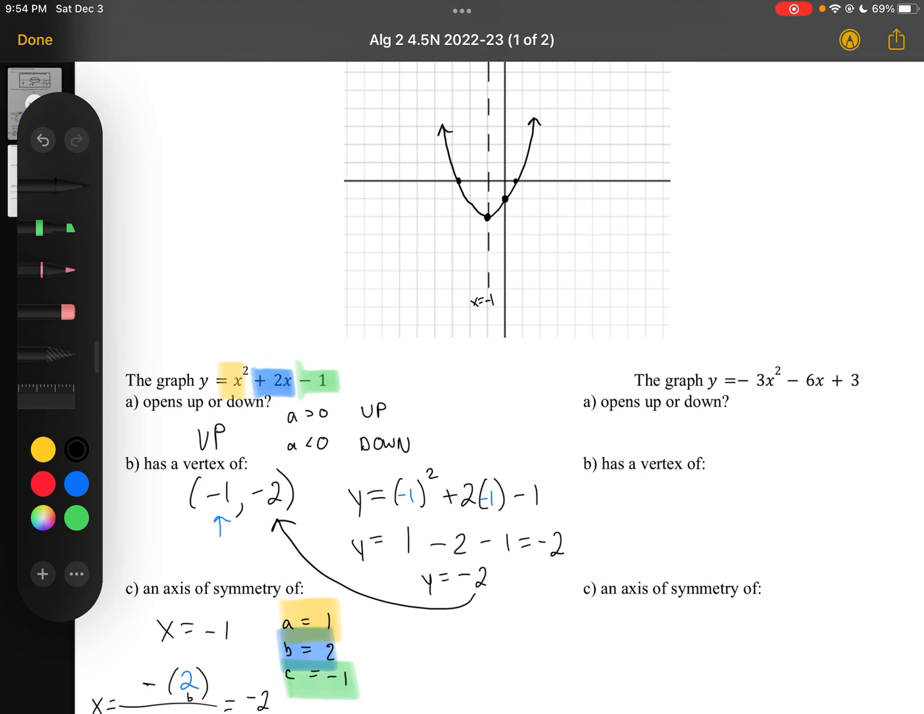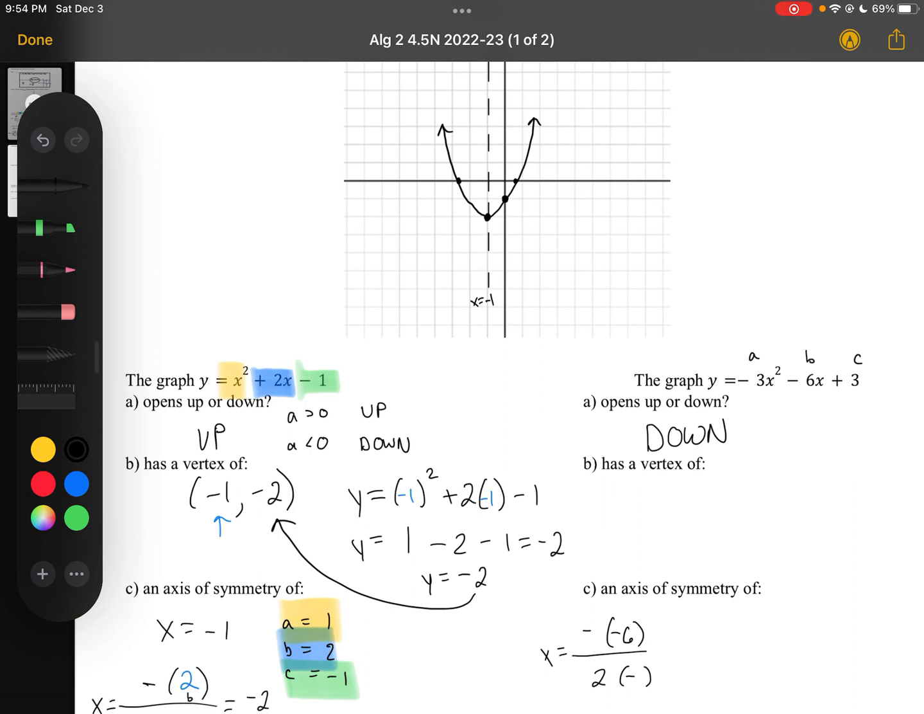So let's calculate this by hand for the second one, and then we'll take a look and see if what we calculated by hand matches what we have in our graph. So A, B, and C, start off with that. We see that A is -3, so we're going to say that's going to open down because it's negative. For our axis of symmetry, we'll actually skip down there. We get -b over 2a.